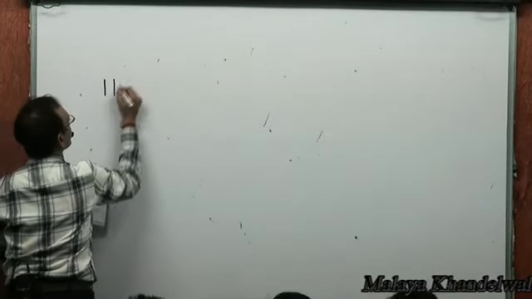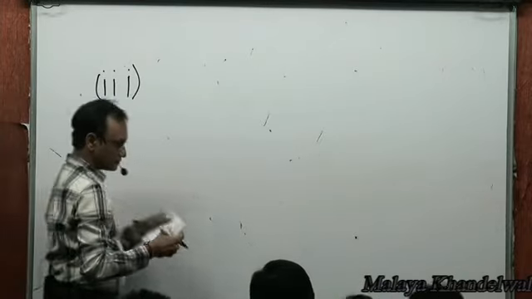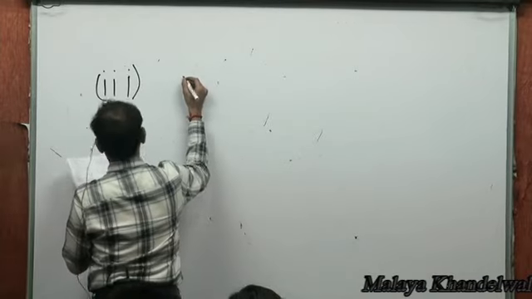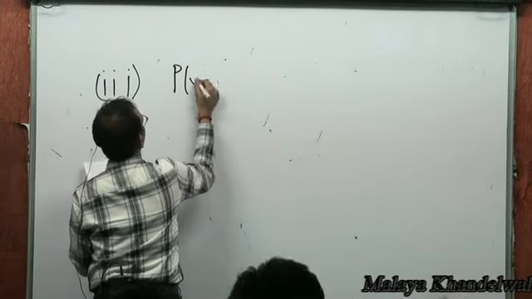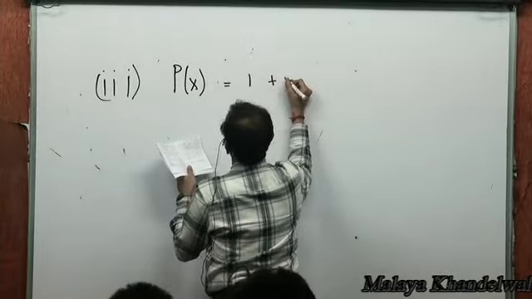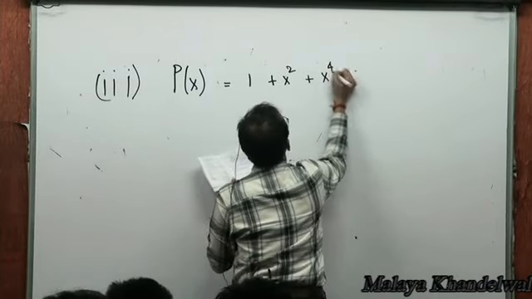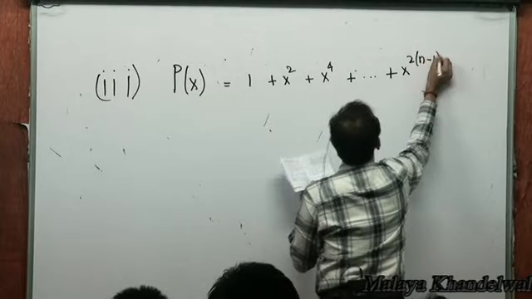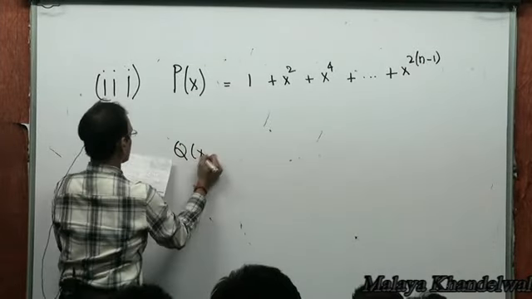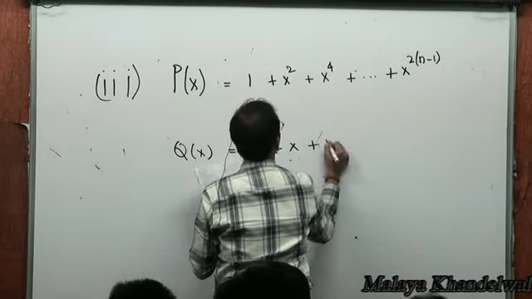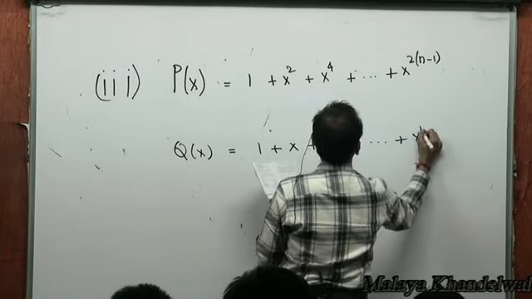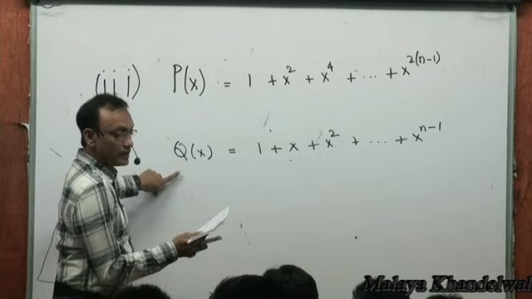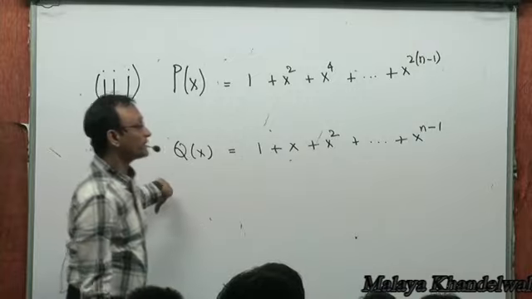Part 3. We want to find the values of n in the polynomial. Say this was a polynomial P(x), which is 1 plus x squared plus x power 4 plus ... x power 2 into n minus 1. And there is another polynomial Q(x), which is 1 plus x squared plus x power n minus 1. We want to find the values of n for which P(x) is divisible by Q(x). All right.